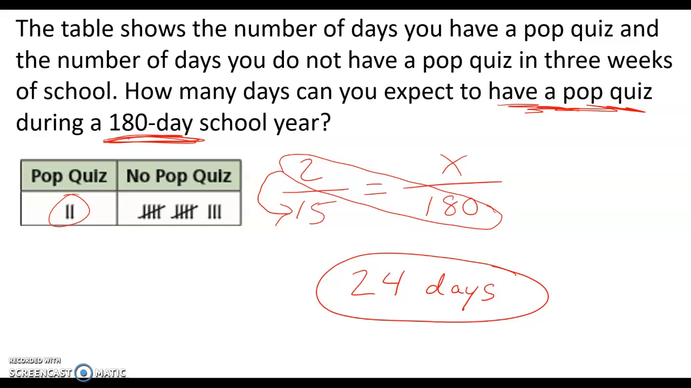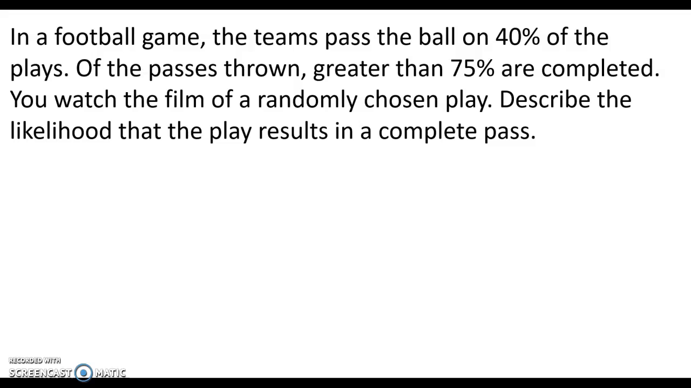All right, last page. In a football game, the teams pass the ball 40% of the plays. Of the passes thrown, greater than 75% are completed. You watch the film of a randomly chosen play. Describe the likelihood that the play results in a complete pass. So it says the teams pass the ball 40% of the time, and of the passes thrown, greater than 75% are completed. So we want to know the chance that the play is going to be a completed pass.